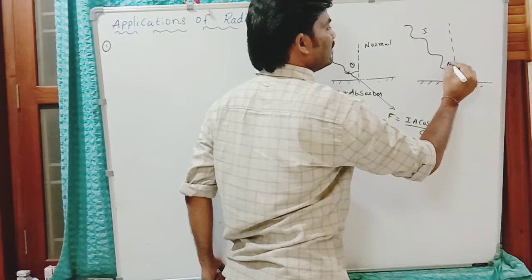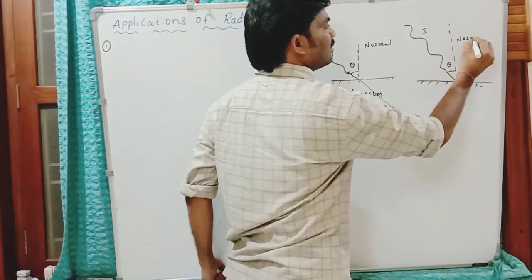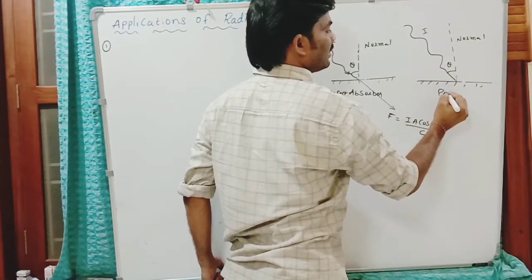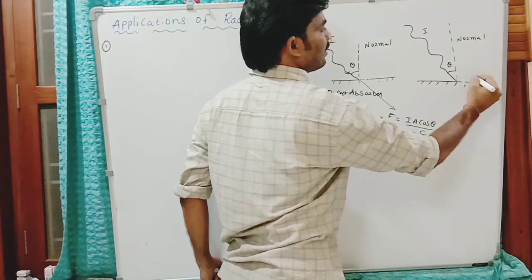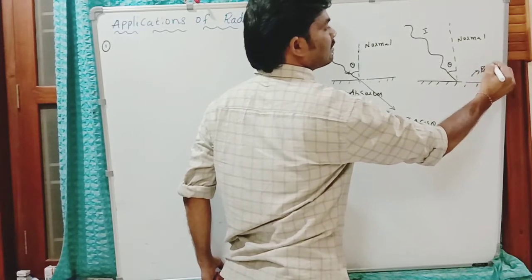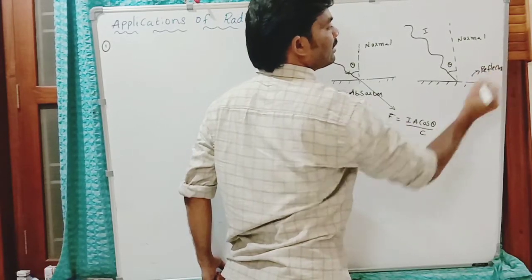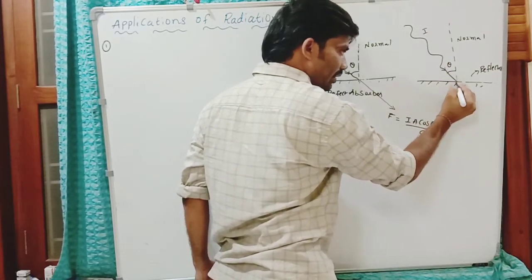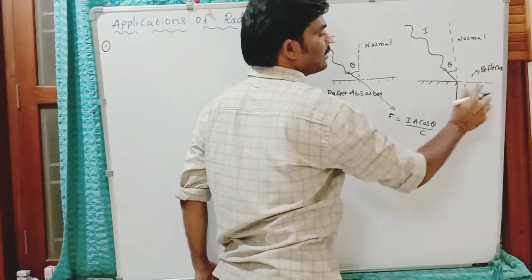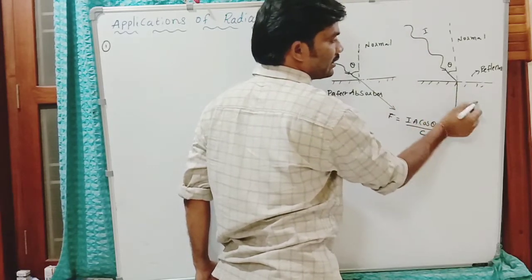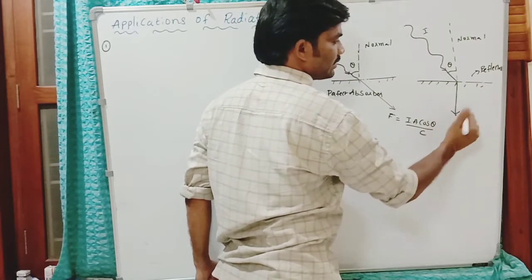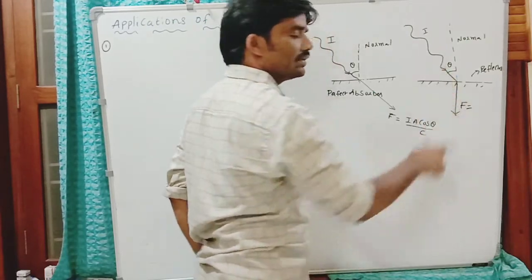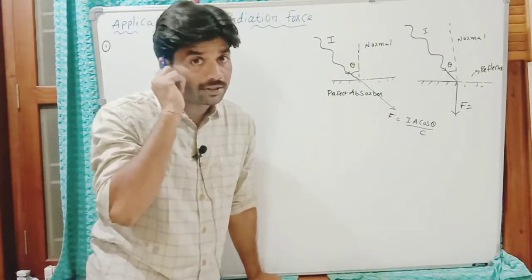making theta angle with this normal. It is the perfect reflecting surface, reflector. Now the direction of force due to this radiation is always perpendicular to the plane of the reflector, not in this direction. So this is the force. The direction of force is always perpendicular to the plane of the reflector.